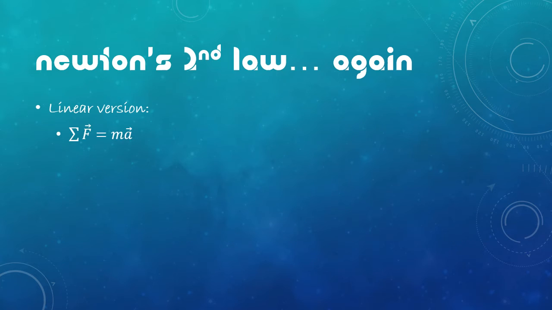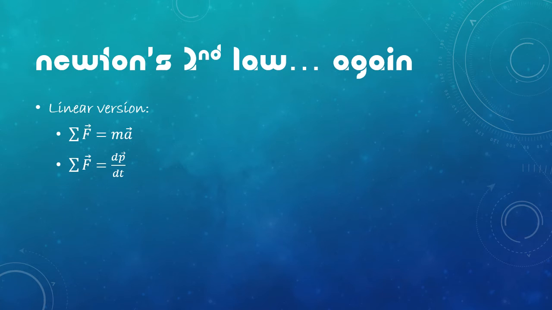A couple more facts about angular momentum. One of the most important laws in physics is Newton's second law. We use that over and over again. And we've learned that actually 3 times already. We've learned 2 different linear versions. The first one, which is the one that we probably think of the most, is that the net force is equal to the mass times acceleration.